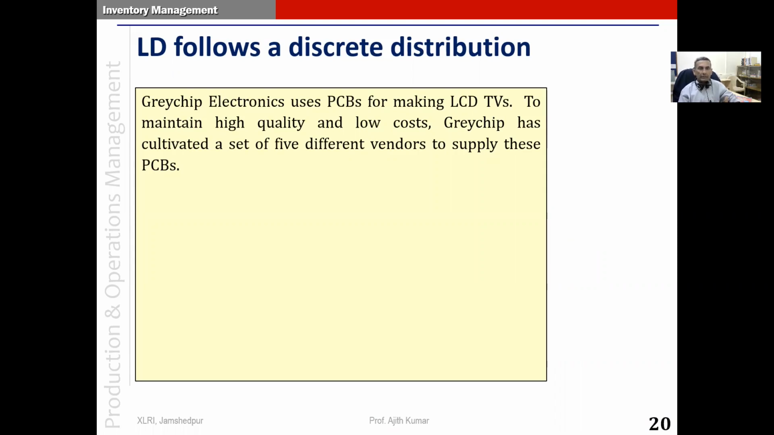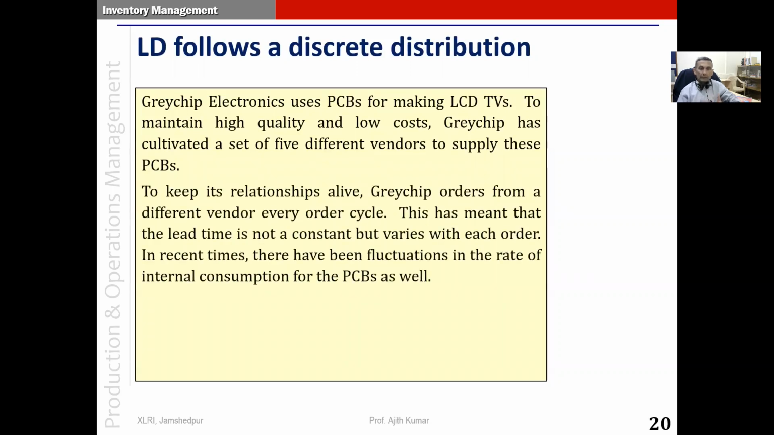This company, Great Chip Electronics, uses printed circuit boards for making LCD televisions. To maintain high quality and low costs, Great Chip has cultivated a set of 5 vendors to supply these PCBs. To keep its relationships alive, Great Chip orders from a different vendor every order cycle. This has meant that the lead time is not a constant, but varies with each order. In recent times, there have been fluctuations in the rate of internal consumption for the PCBs as well.